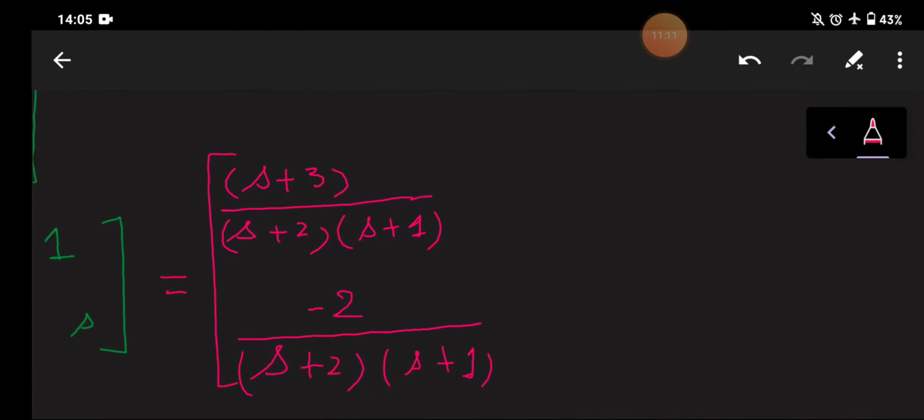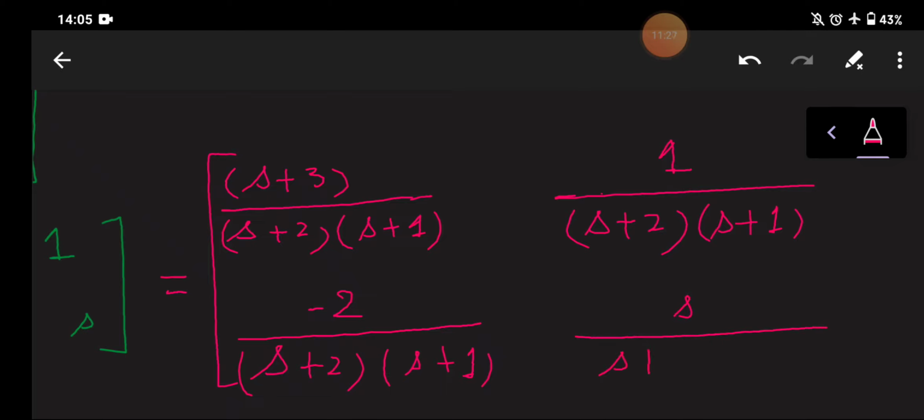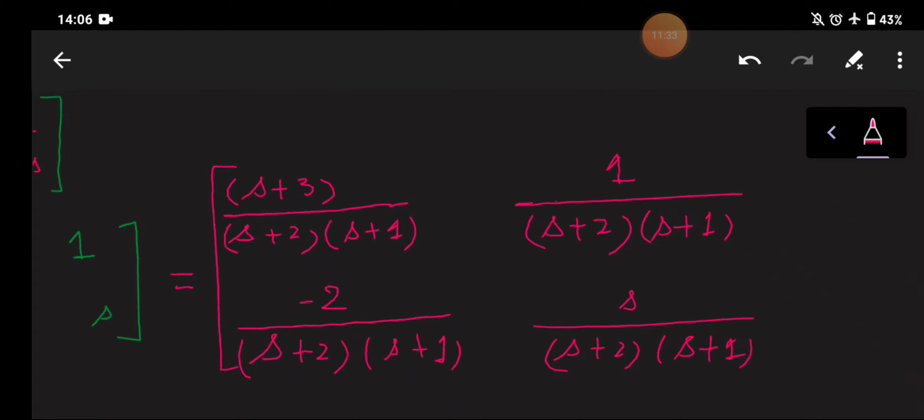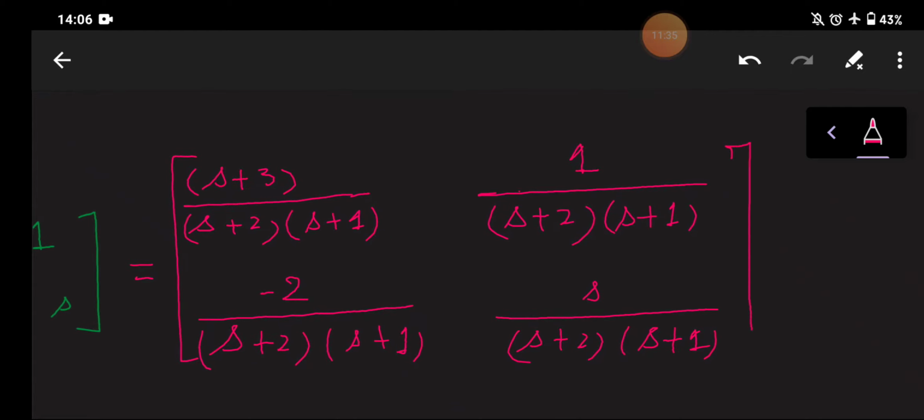Here we have 1 divided by s plus 2 and s plus 1, and here we have s divided by s plus 2, s plus 1.